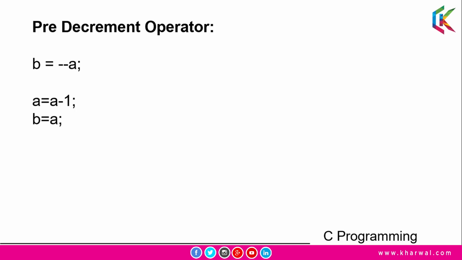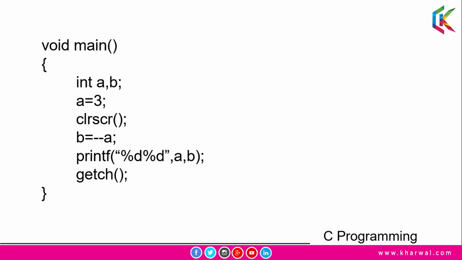So let's take an example. In this program we have two integer variables a and b, and we have initialized a to 3. And we have a statement b = --a. So it is an example of the pre-decrement operator. Obviously, first of all, it will decrease the value of a by 1, so the value of a will be 2, and then it will assign that value of a to b, so the value of b will be 2. And if we print the value of a and b using this printf statement, then we will get 2 and 2, so the value of a and b will be 2.